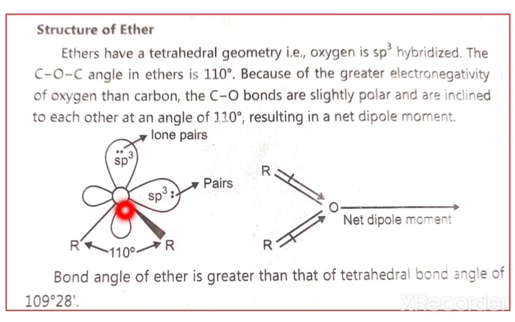Because of the greater electronegativity of oxygen than carbon, the carbon-oxygen bonds are slightly polar and are inclined to each other at an angle of 110 degrees, resulting in a net dipole moment. This is the symbol of dipole moment. This is the net dipole moment, and the bond angle of ether is greater than the tetrahedral bond angle of 109 degrees 28 minutes due to the greater electronegativity of the oxygen. Therefore, the bond angle increases.